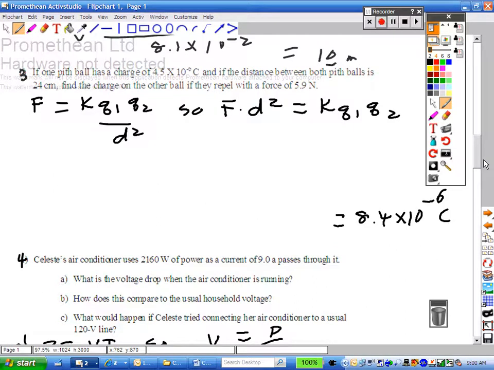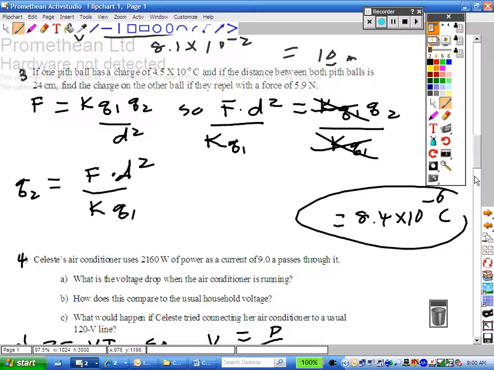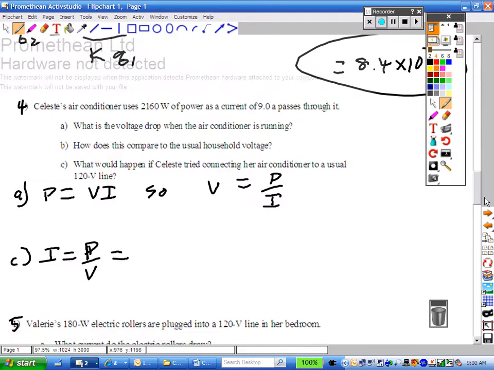Number 3. In number 3, again, the d squared is in the wrong place. We need the d squared to be in the numerator. Now, we want the q by itself. So we will divide both sides of this by k, q1. Notice this cancels out that charge, and you get q2 by itself is equal to the force times d squared over kQ1. And if you plug those numbers in, you get the charge of 8.4 times 10 to the minus 6 newtons.